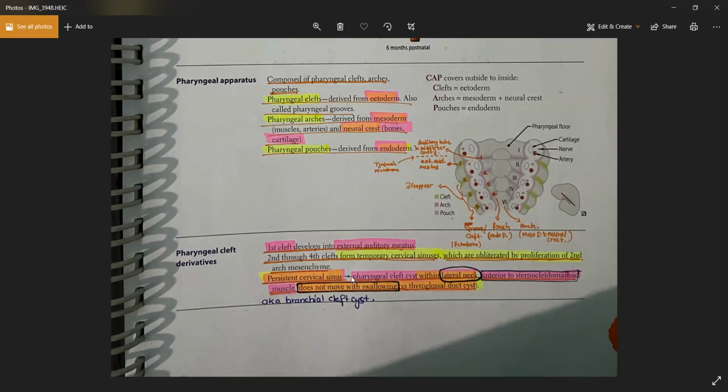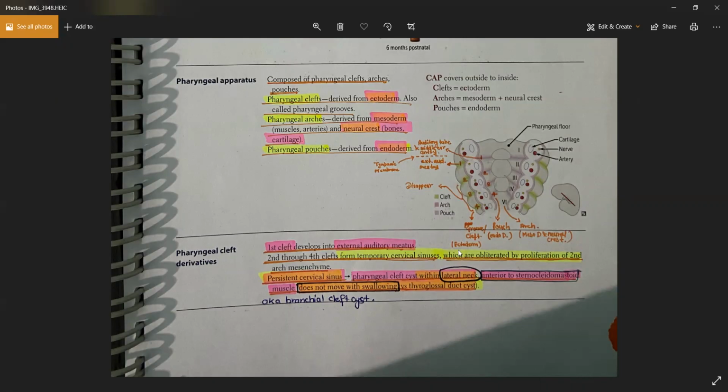So basically, whenever the 2nd to 4th clefts are not obliterated, they will form a cyst-like structure, a mass filled with fluid. A cystic mass will form, and it will present on the lateral side of your neck.